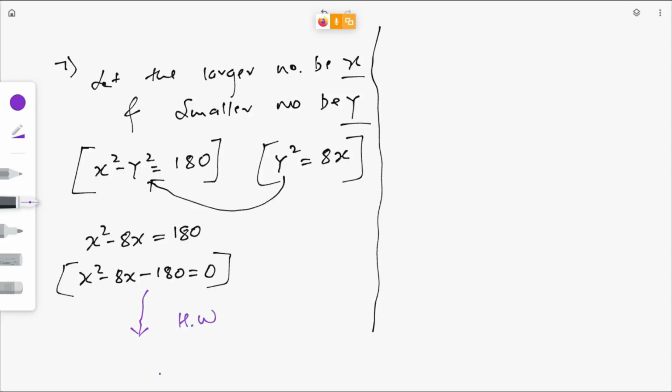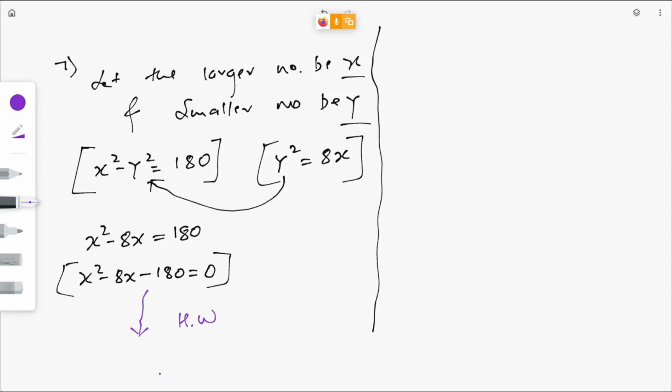Yes, Shravani. Can you explain the second statement again? Okay, read the second statement from the question. The square of the smaller number is 8 times the larger number. The square of the smaller number is equal to 8 times the larger number.